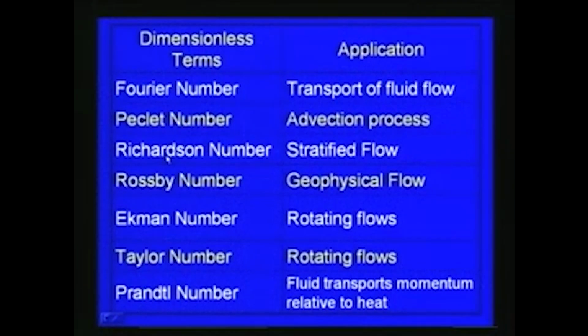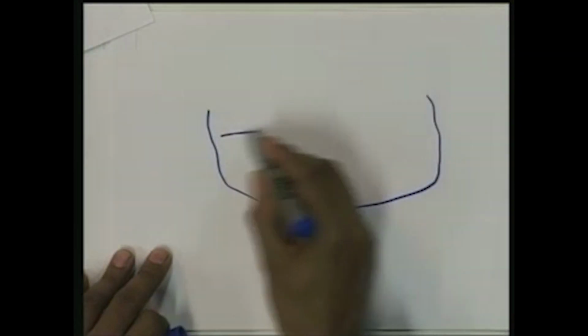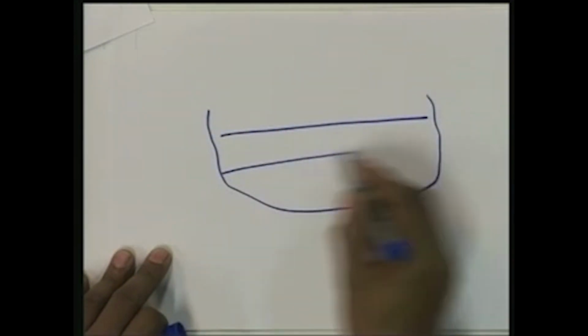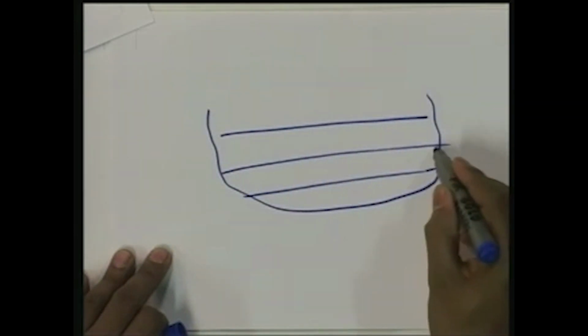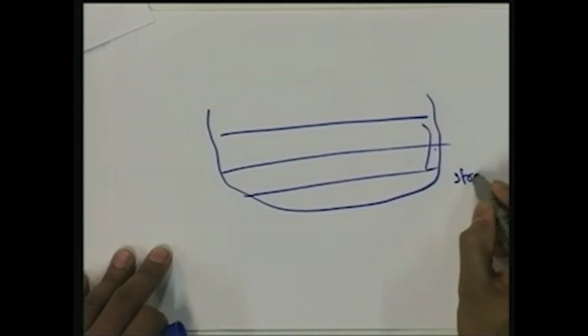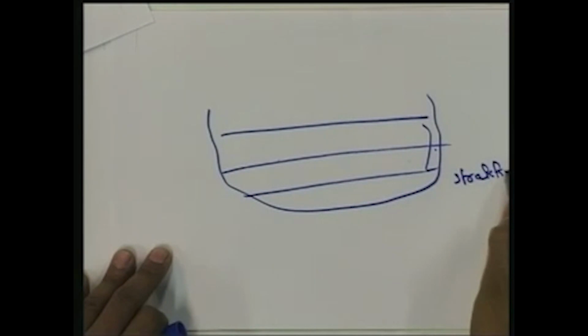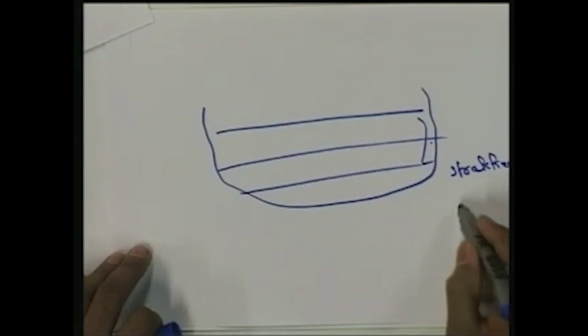So then other numbers like the Richardson number we use wherever the fluid is stratified flow, say due to temperature effects. For example, if you consider a fluid flow process in a lake, here we have a lake. With respect to the temperature, there can be stratification. So as far as stratified flow is concerned, this Richardson number is very important.